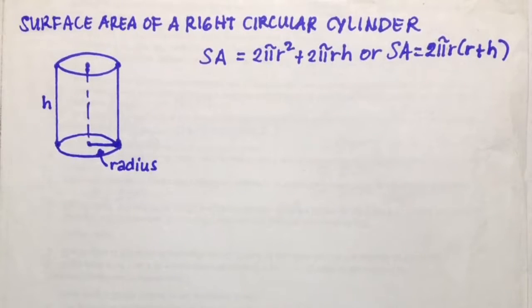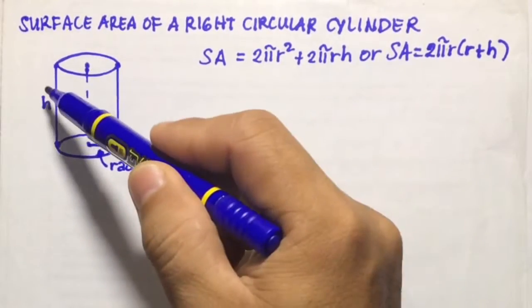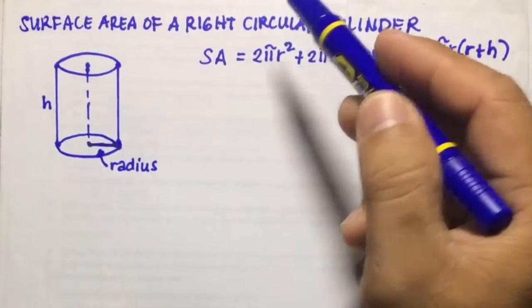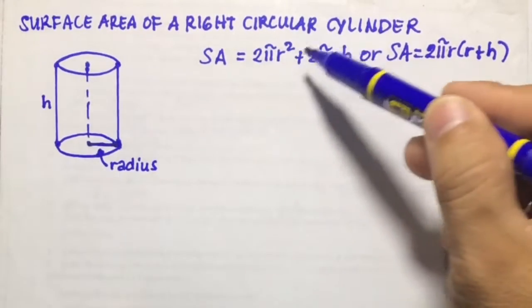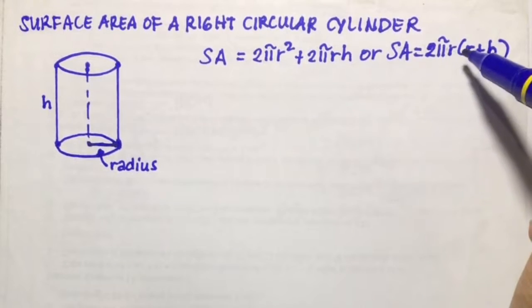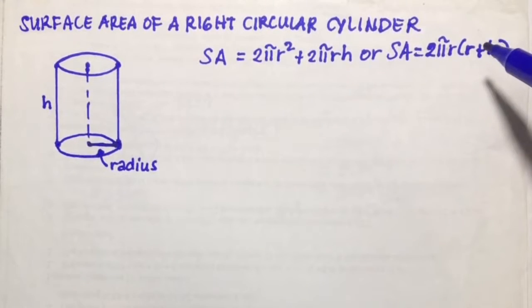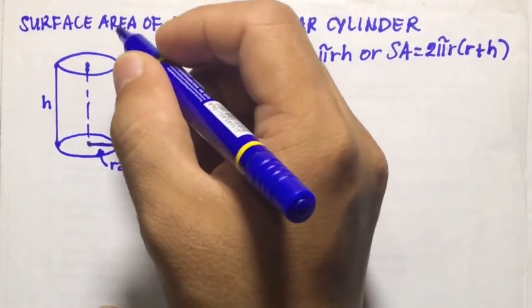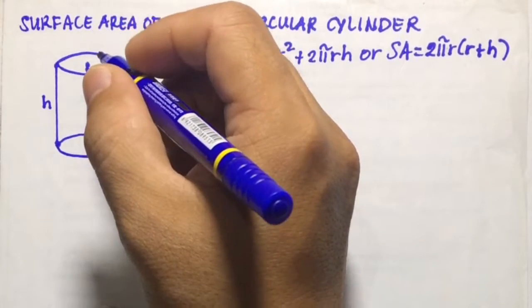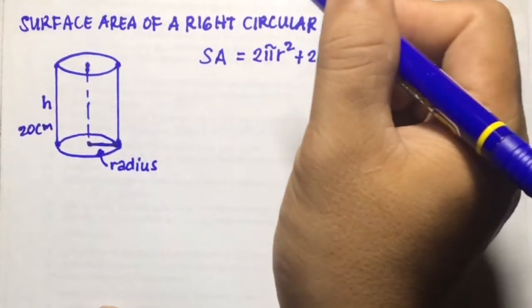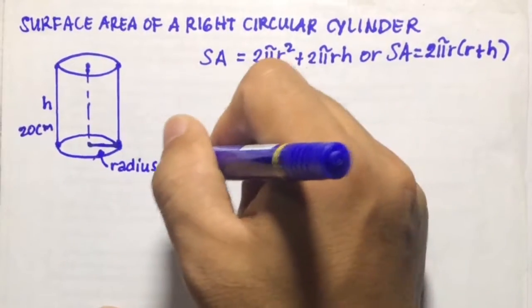Next is surface area of a right circular cylinder. So this is the cylinder here, this is the height, and this is the radius. Now the formula is given by SA equals 2 pi r squared plus 2 pi r h, or SA equals 2 pi r times the quantity of r plus h. Now for example, if the height of this cylinder is equivalent to 20 centimeters and the radius equals 5 centimeters.